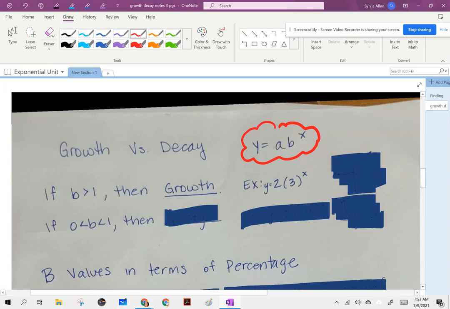Here's what it looks like in an equation. All right, that's my B value. And this is what the picture is going to look like. It's going to start off slow and then grow really, really fast.